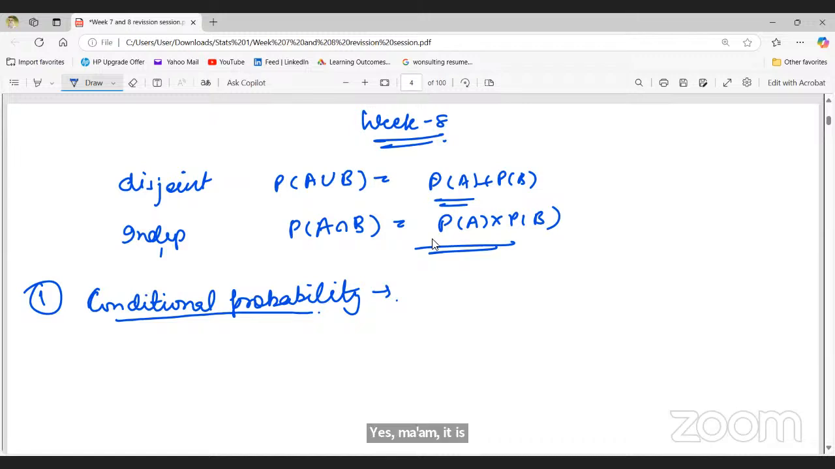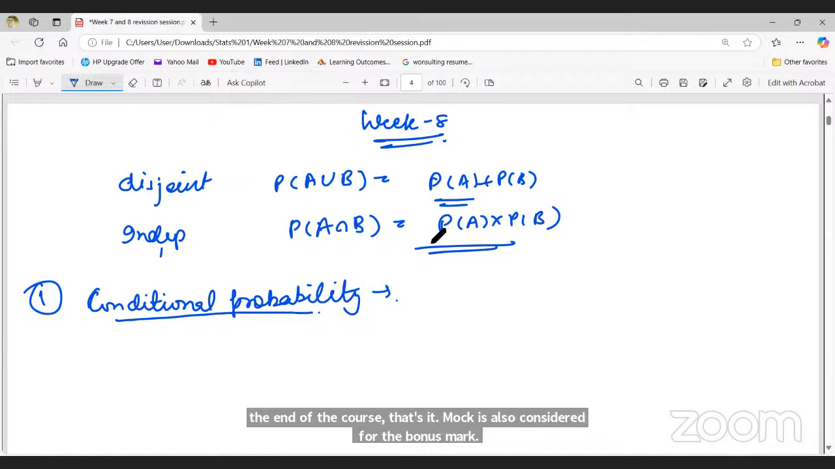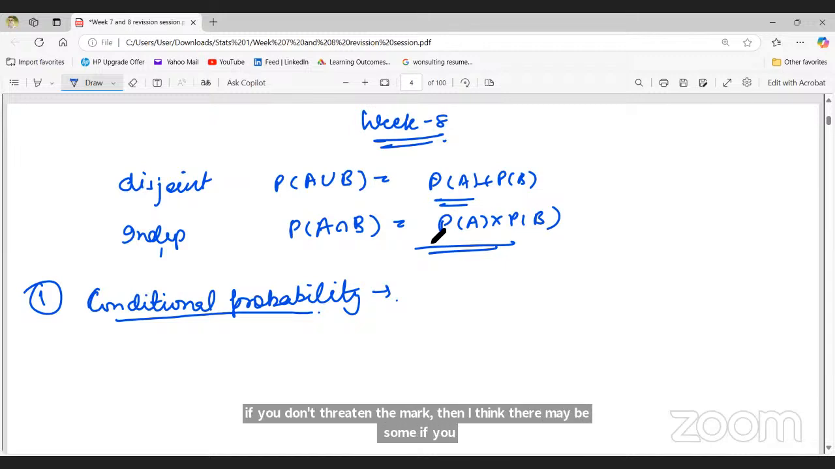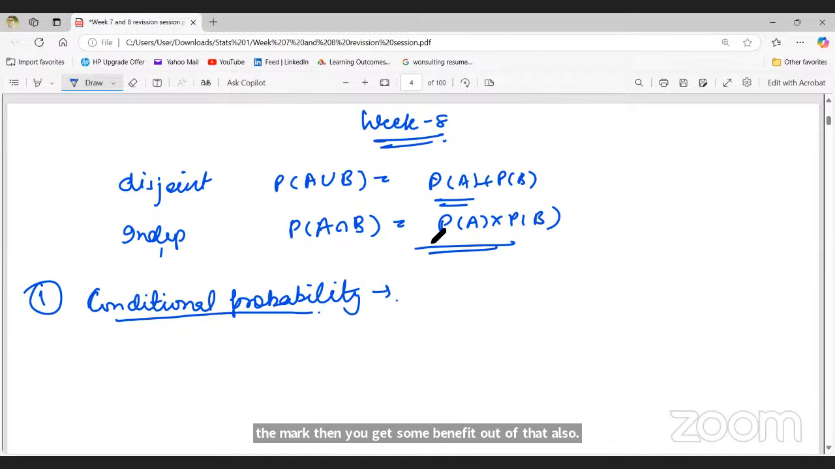But it has time for it. What they say is normally when you finish the mock, you also get a bonus or something at the end of the course. The mock is also considered for the bonus mark. If you don't attend the mock, then I think there may be some loss. If you submit the mock, you get some benefit for that also, even though it's not graded. Not only submitting this; you have to score above 45%.